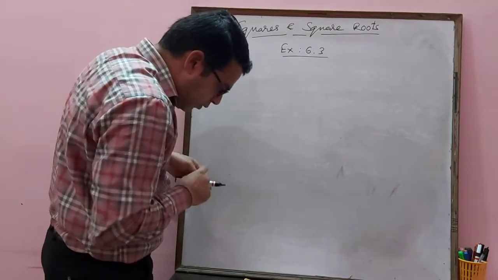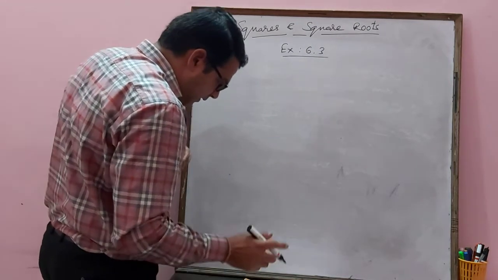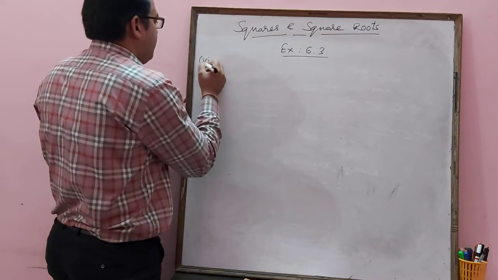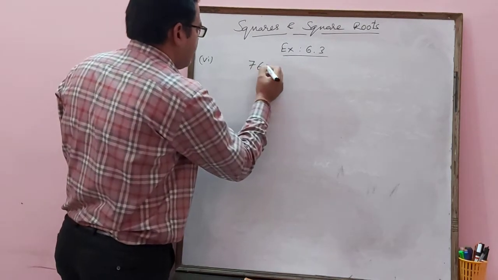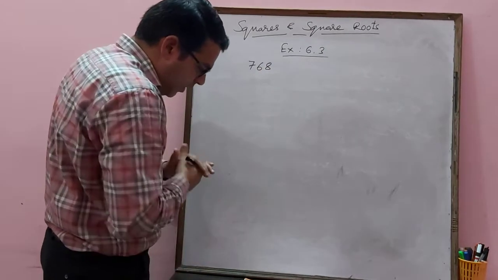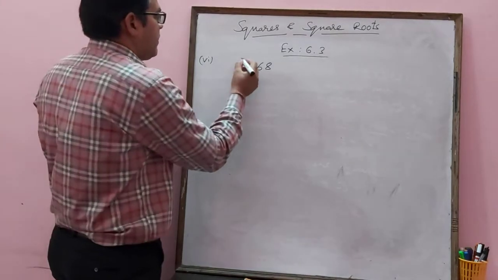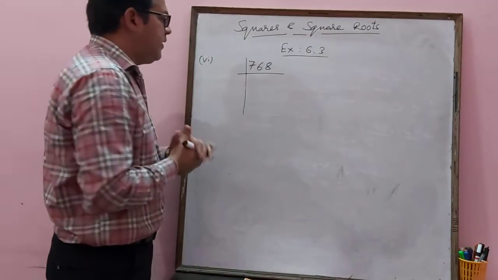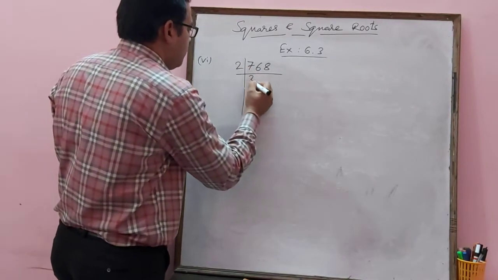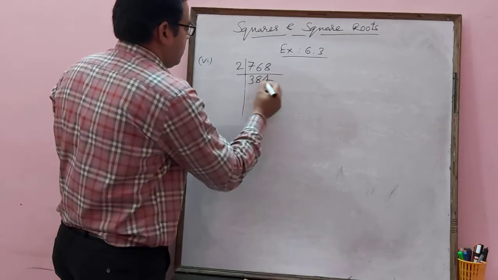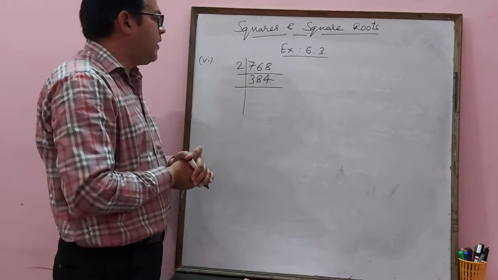One more part I am solving here for you. Now I am solving here this sixth part, the last part of this question. 768. By which number should we multiply it to make a perfect square? So we start taking prime factors. By 2, 384 times it is divisible by 2.